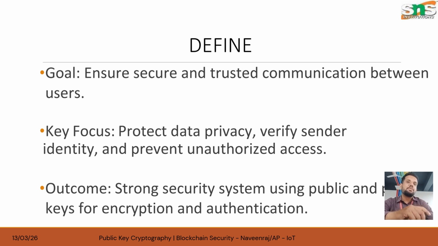Similarly, in the decryption process, the receiver applies: message equals decrypt of cipher comma private key. With this code, the original message is recovered.